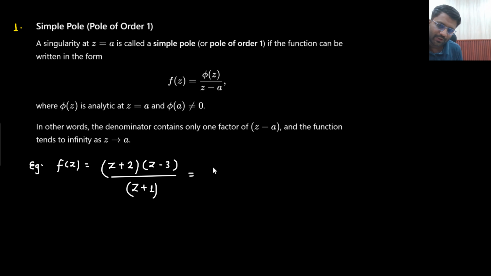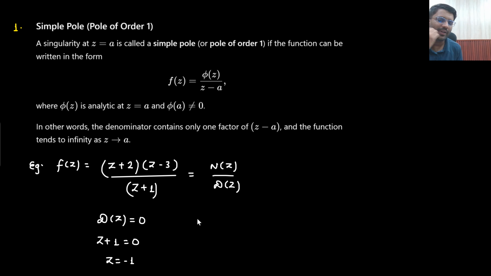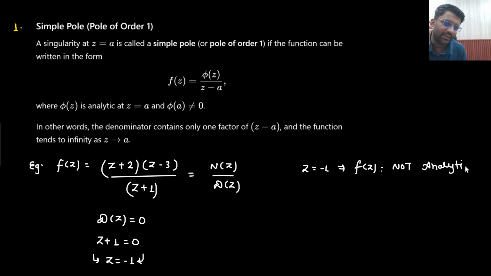Your function is of numerator by denominator type. If you put the denominator equal to 0, you get the problem point: at z equals minus 1 I will have a problem. At z equals minus 1, f of z will be discontinuous, or not analytic. The problem point is only z equals minus 1.